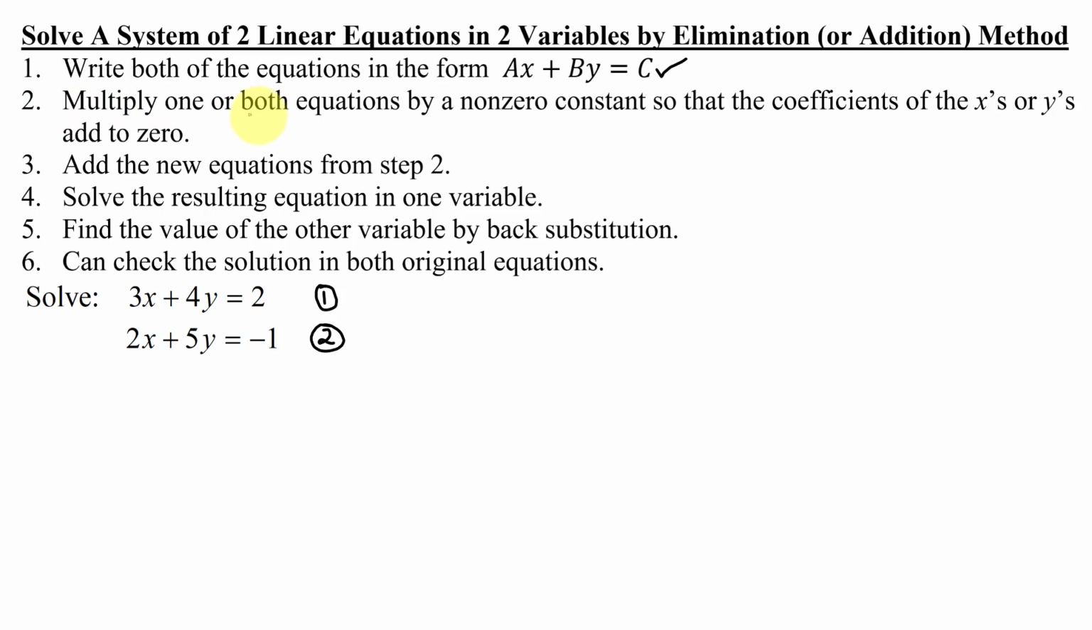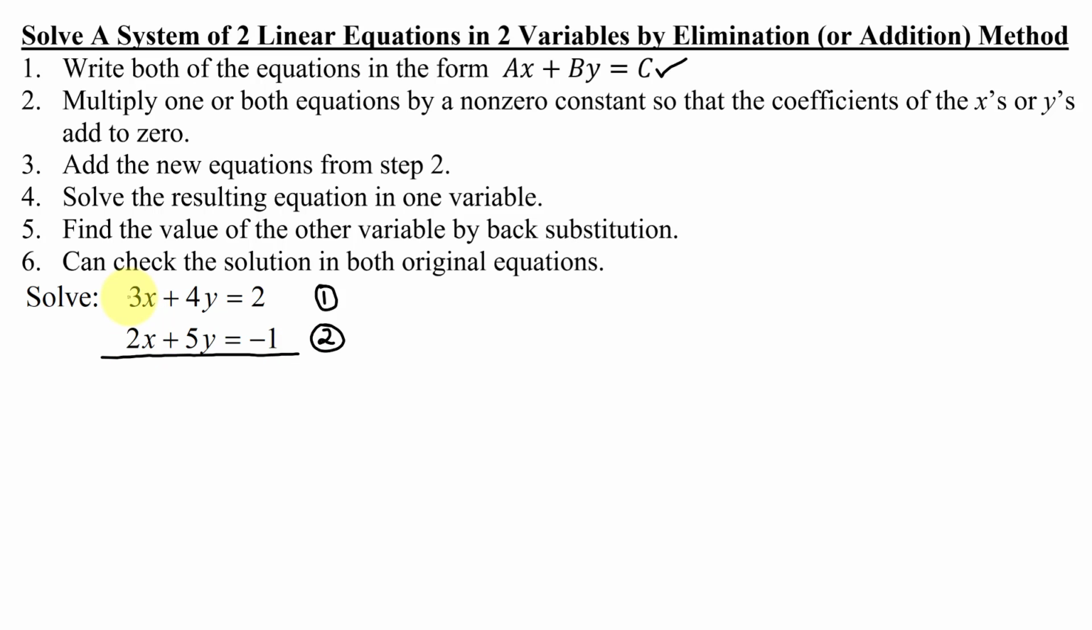Step 2 says to multiply one or both equations by a non-zero constant so that the coefficients of the x's or the y's add to 0. In this case, the coefficient of the x's are slightly smaller than the coefficient of the y's, so I'm going to eliminate my x's, and I'm going to need the coefficient of the x's to add to 0. The best way to do that is to find the least common multiple of 3 and 2. That's the fancy way of saying what's the smallest number that both 3 and 2 will divide into. That's 6. So I'm going to need one of the coefficients to be a 6 and the other one to be a negative 6. Does it matter which one I make negative?